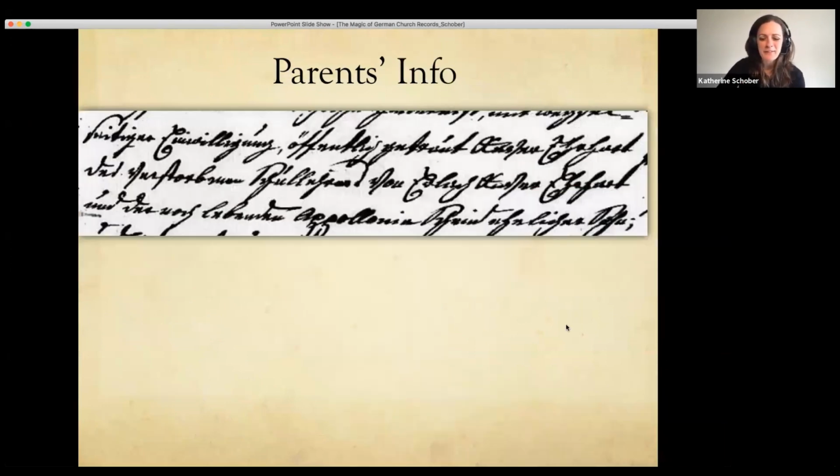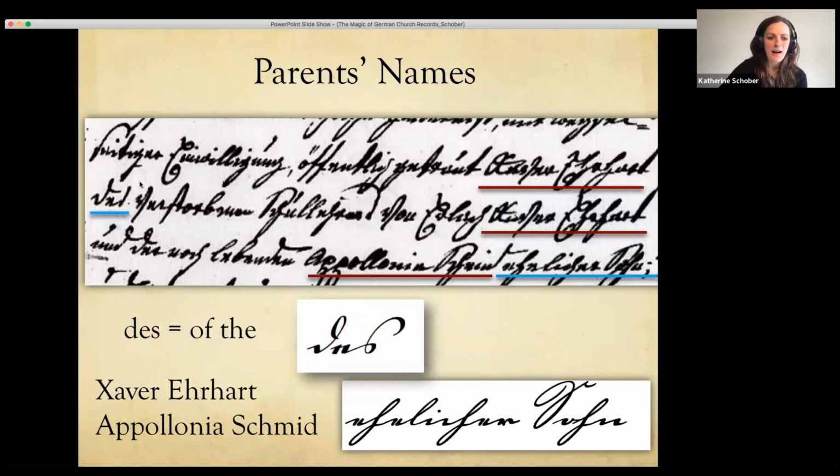Now, you may have noticed that I skipped all of this information before the father's names. You can skip it if you're just trying to get names and dates. You don't have to read all that extra information. But if you want to get every last detail out of the record possible, this is where you'll want to look. In this case, all the information regarding the parents is before the name.